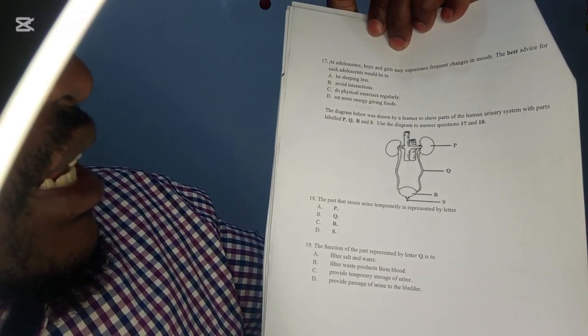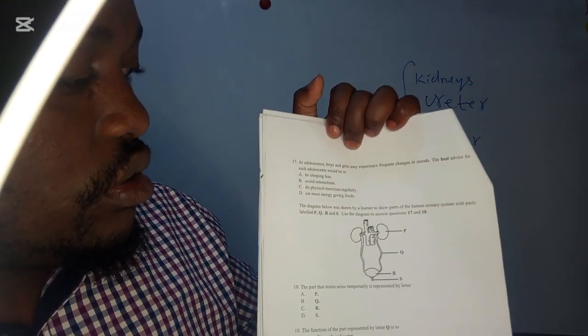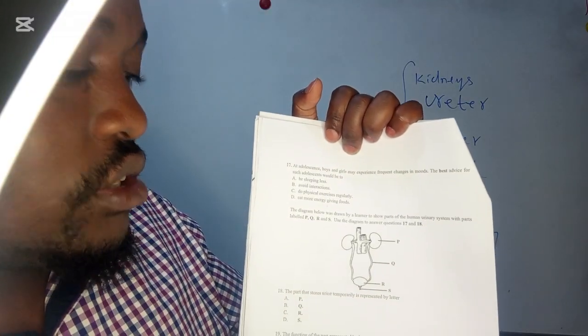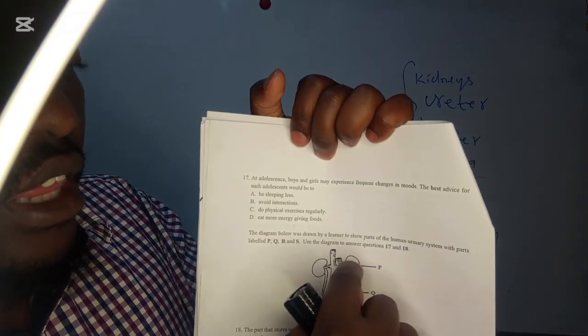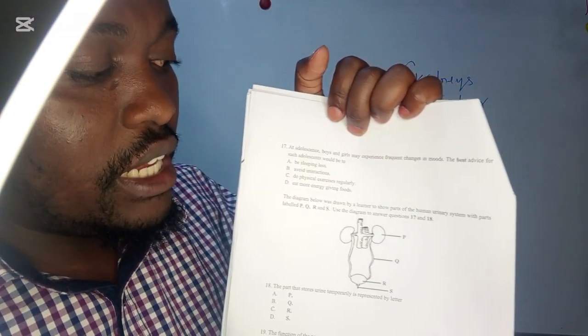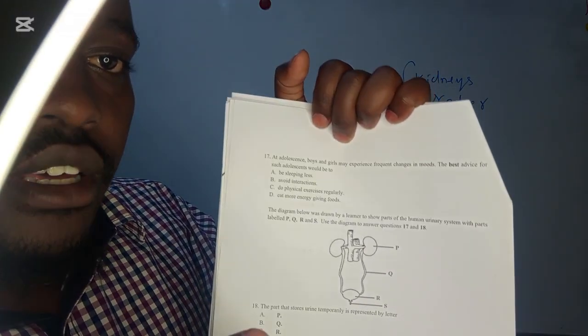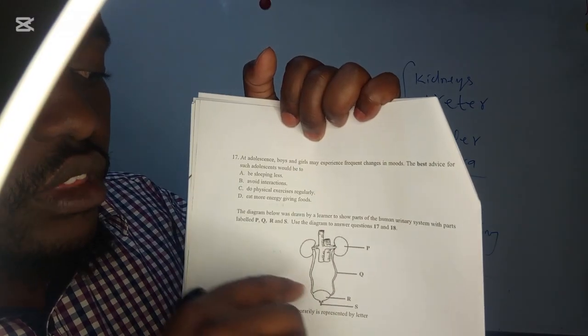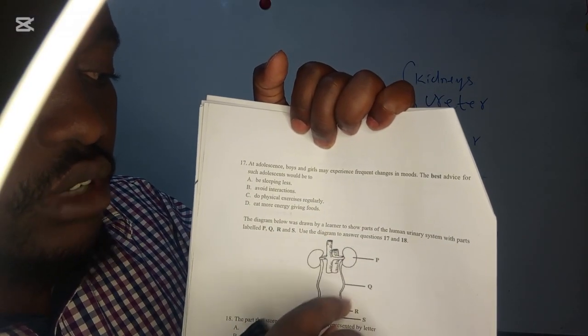Now, the part that stores urine temporarily is represented by which letter? This diagram requires you to know the various parts by name and also their role. We know that urine is produced by the kidneys, so they could ask the part that produces urine is labeled by letter P. The part where urine passes from the kidneys to the bladder is called the ureter.